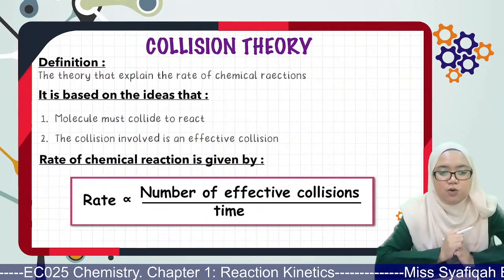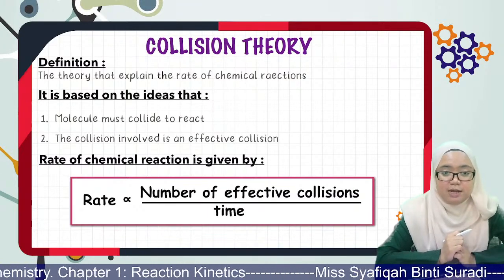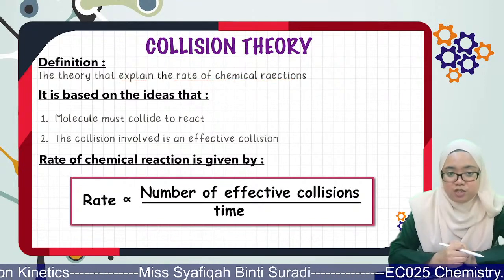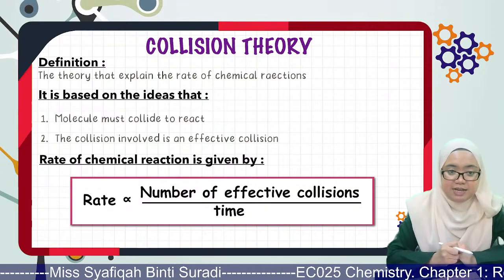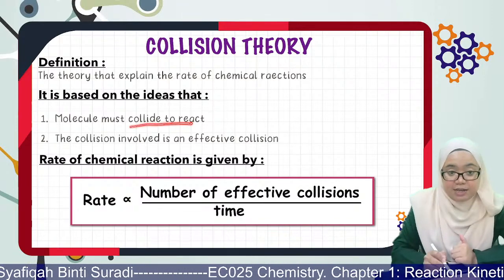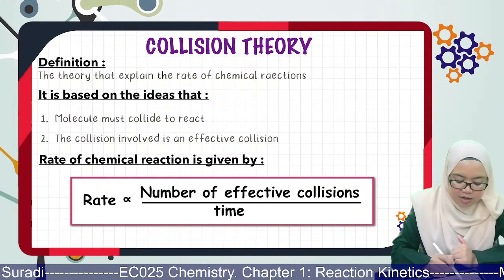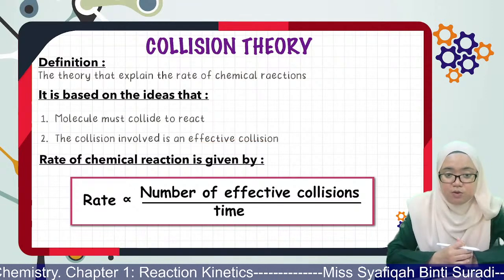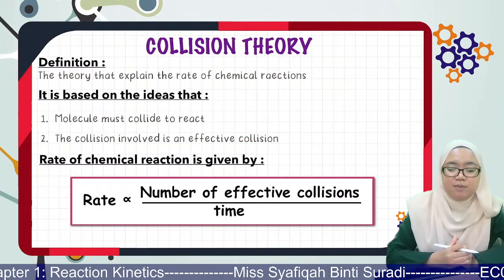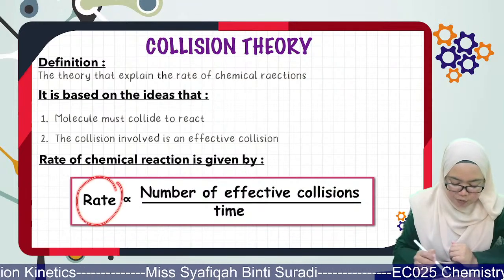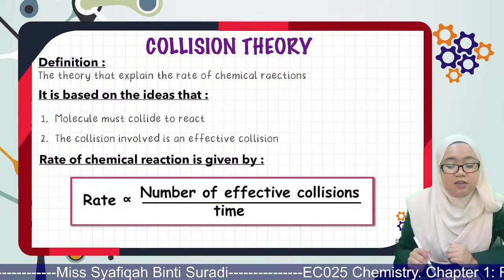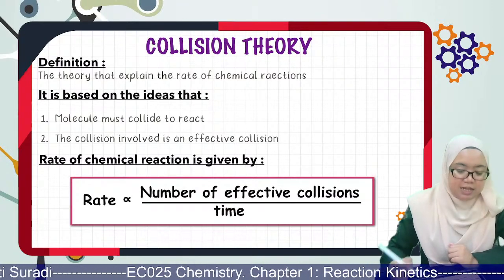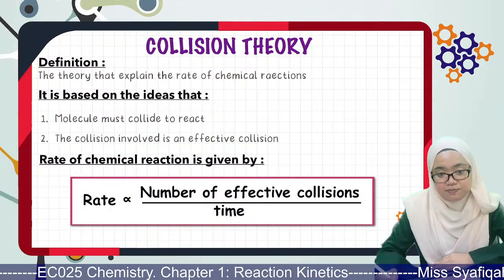Now, kita nak tengok apa maksud collision theory. So, collision theory is the theory that explain the rate of chemical reaction. So, it is based on the ideas that the molecule must collide to react, and the collision involved is an effective collision. Okay, so rate of chemical reaction is given by rate is directly proportional to number of effective collision and inversely proportional to time lah. Maksudnya lagi tinggi lagi number of effective collision kita, lagi higher the rate of reaction kita.